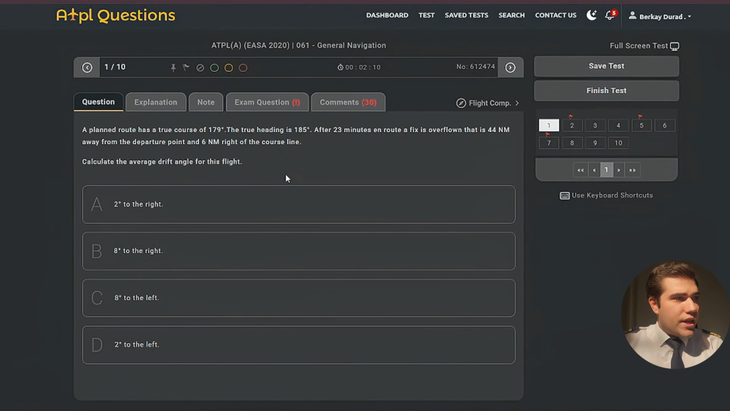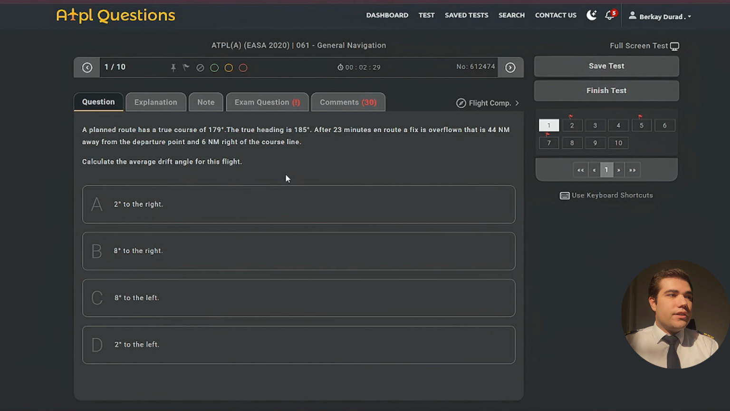A planned route has a true course of 179 and the true heading is 185. After 23 minutes en route, a fix is overflown that is 44 nautical miles away from the departure point and 6 nautical miles right of the course line. Calculate the average drift angle for this flight.